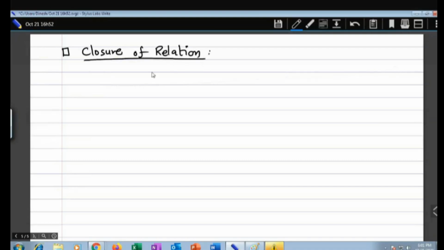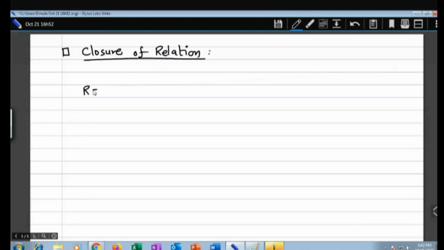What do you mean by closure of a relation? For example, if you have a relation which is not transitive, then we can construct a small transitive relation that contains the whole R, and that will make this particular relation transitive. So it is known as the transitive closure. I'll start with the example, then I'll go with the definition.